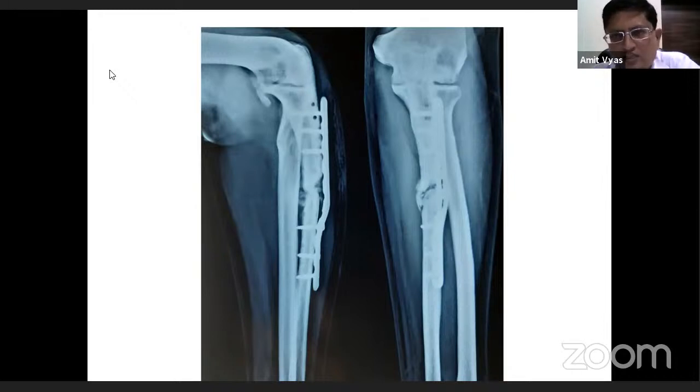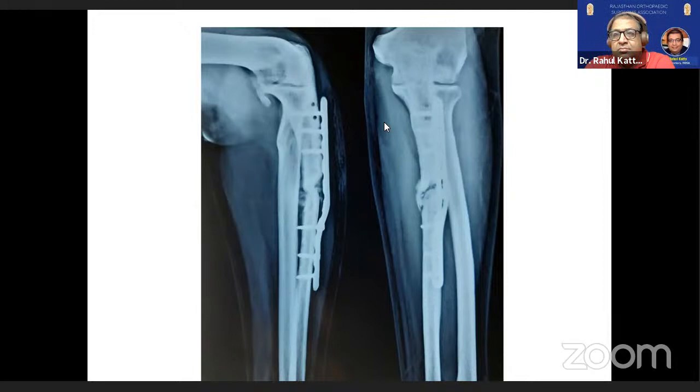So as the sir asked, this is the X-ray at the 3rd month. The ulna has started uniting, and initially I also had suspicion. Then I removed the wire at 3 weeks and started mobilization. And this is the X-ray. Sir, you were asking about the X-ray without wires. Yeah. Good job.